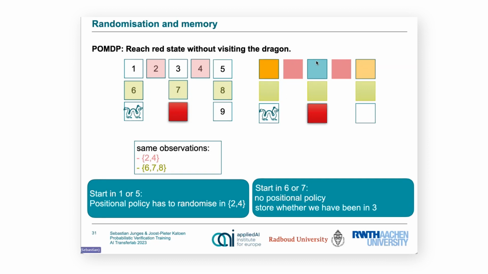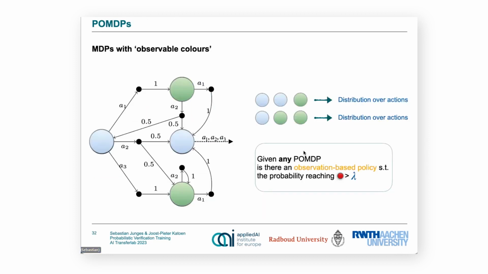So how does a policy then look like? The policy says in 6 or 7, you initially go up, and you try to reach this state 3. And then once you've visited state 3, you say, okay, now I switch my regime, and from now onwards, I will just go downwards if I'm in state 7. Okay.